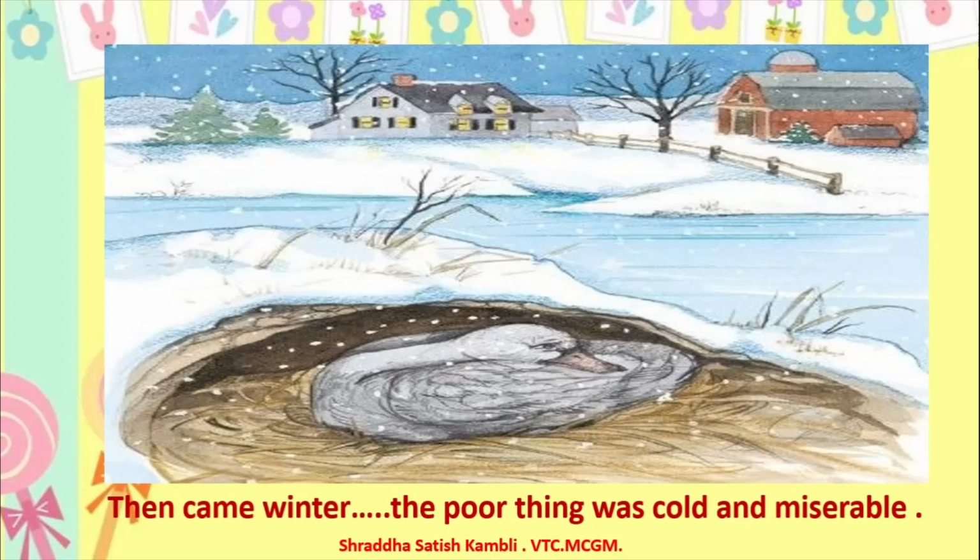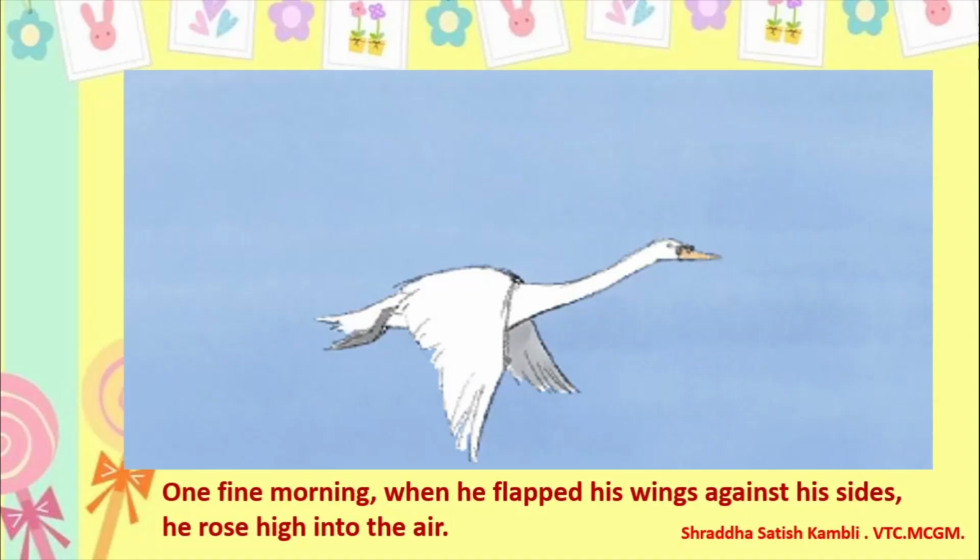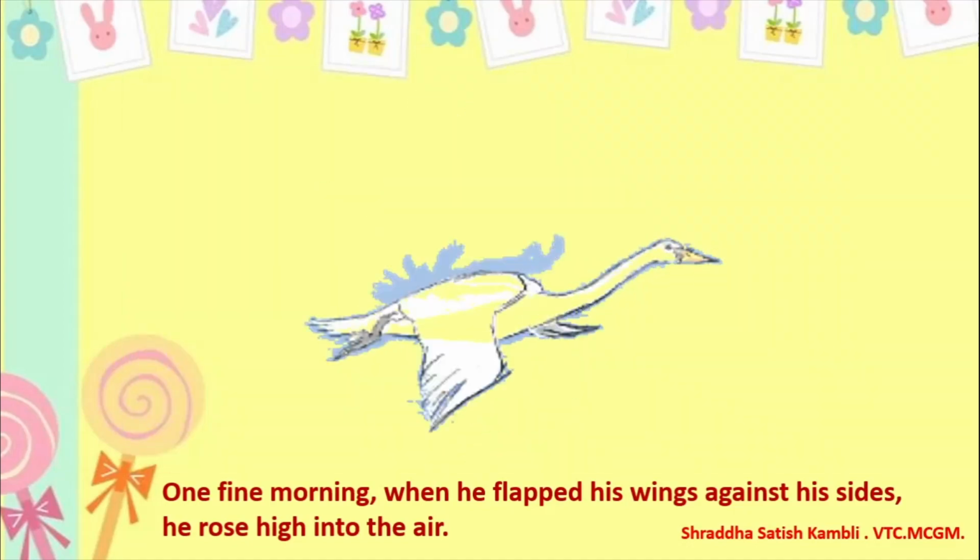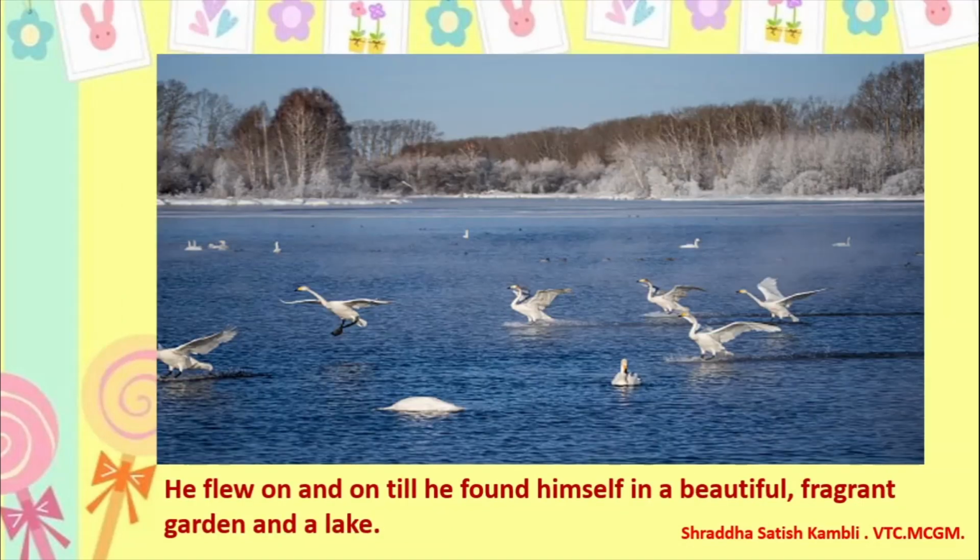After winter, the time passed and soon it was spring, the season where there is greenery all around, when there are new leaves, new flowers, new trees growing. And then one morning, when he flapped his wings, he found out that he can fly. And our duckling, he has not realized that he has grown up. He started flying in the sky. Okay? And he rose high in the sky and he flew far and far and far away. He flew on and on till he found himself in a beautiful, fragrant garden and a lake.